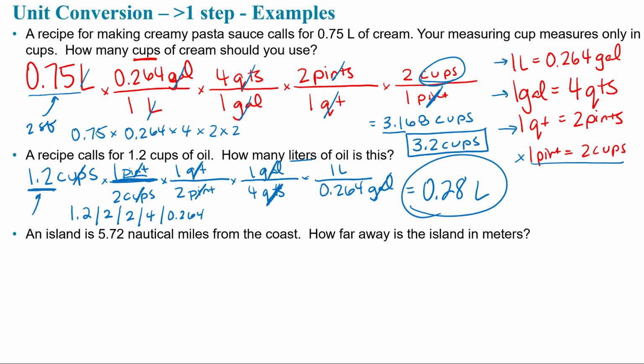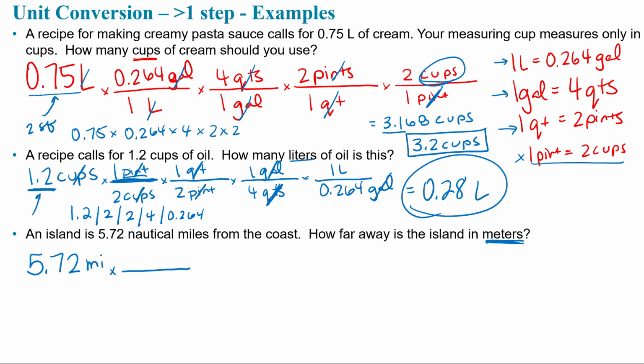All right, an island is 5.72 nautical miles from the coast. How far away is the island in meters? So I don't think nautical miles is the same as miles, but we're just going to say that it is. So I'm just going to say I have 5.72 miles. And then we want to go to meters. So there's 2 different ways you can do this. I'm just going to use the simplest way. All right. So I want to get to meters.